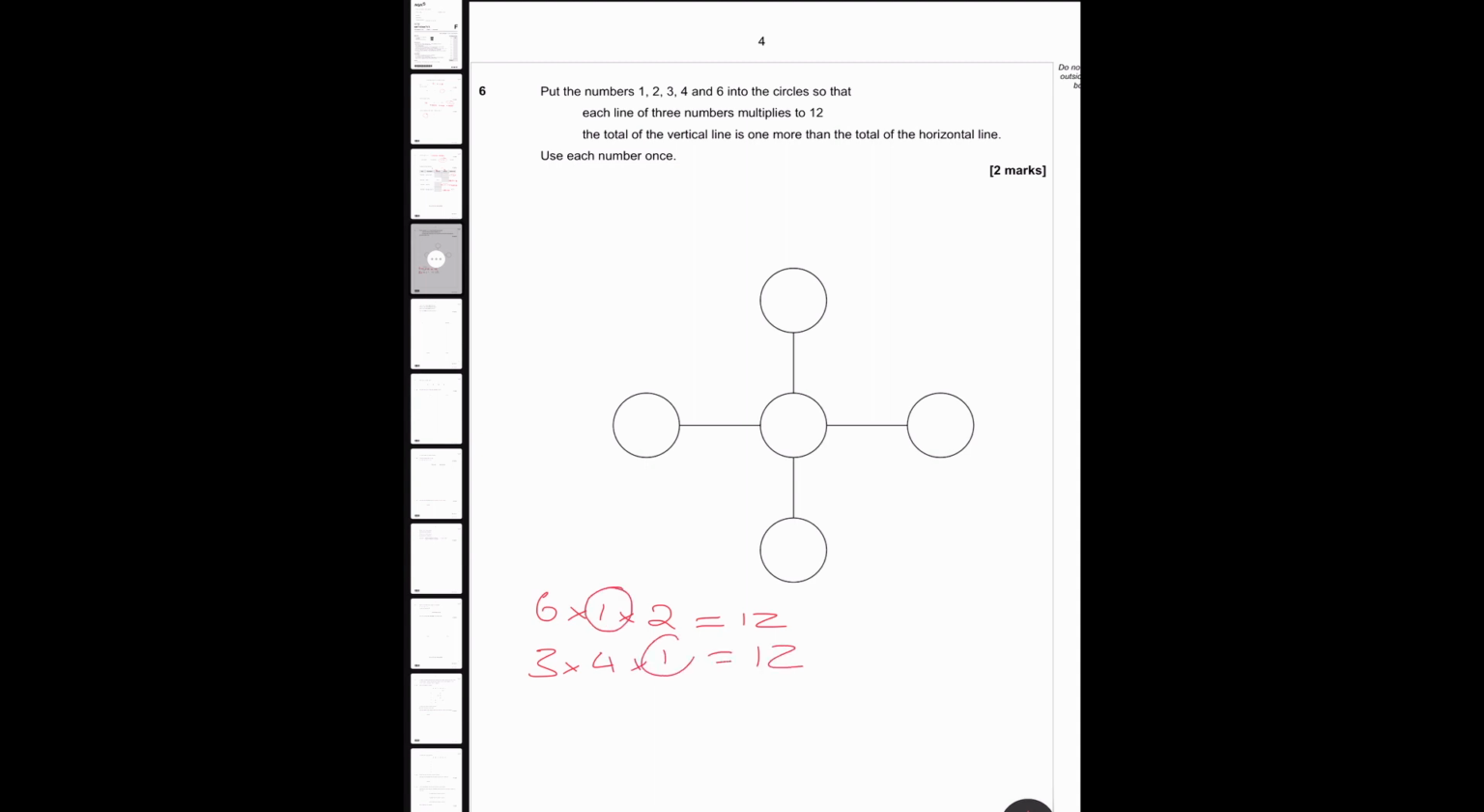We have a common number of 1, so we can put this in the middle. We need to work out which way we're going to put our numbers. The vertical line must be more than the horizontal line. This means that the vertical line must have our biggest numbers, and so this one must have 6 and 2, and then our horizontal must have 3 and then 4.